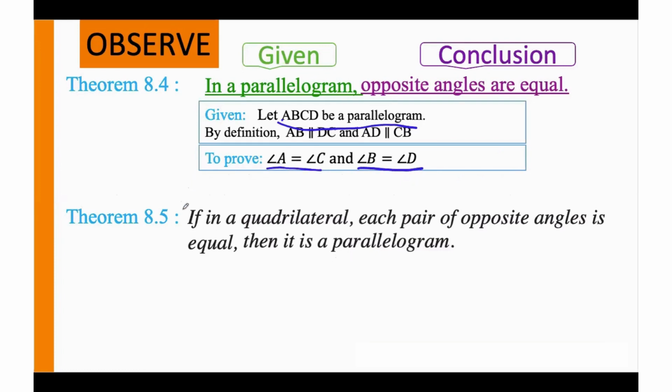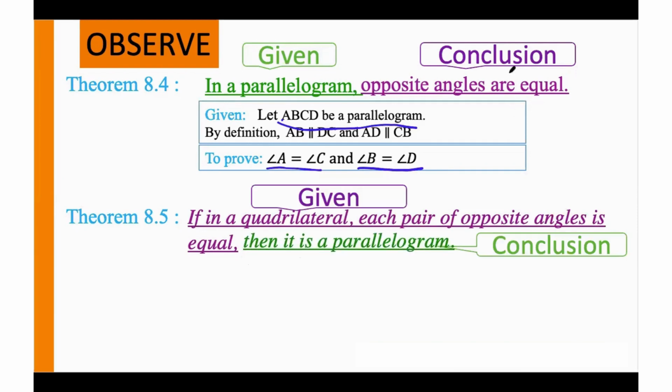Now look at the statement of theorem 8.5. It says if in a quadrilateral each pair of opposite angles is equal, then it is a parallelogram. Now observe that the conclusion of theorem 8.4 became the given of theorem 8.5. So it says each pair of opposite angles is equal. And the given of theorem 8.4 became the conclusion of theorem 8.5. So we conclude that it is a parallelogram here.